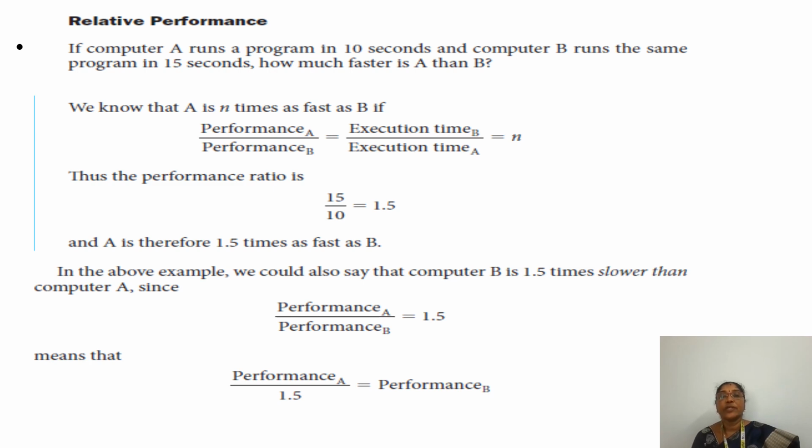Now the performance ratio is calculated by substituting the values. Here the execution time of B is 15 seconds, and hence we have given 15, whereas the execution time of A is 10 seconds, and hence 15 by 10. So that is equal to 1.5. This 1.5 represents the value n, that is, how many times it is better than the other one. So we can say that the performance of A by B is equal to 1.5, that is n times. So the performance of A is 1.5 times better than the performance of B, or else we can say the performance of B is 1.5 times slower than A.